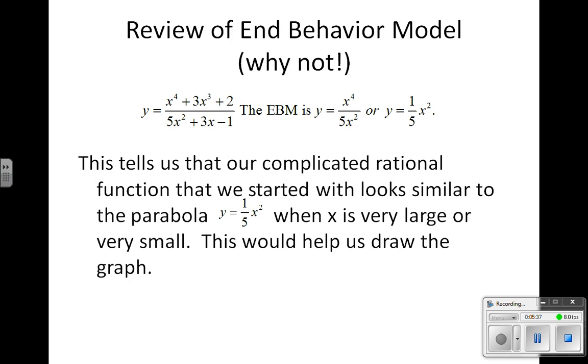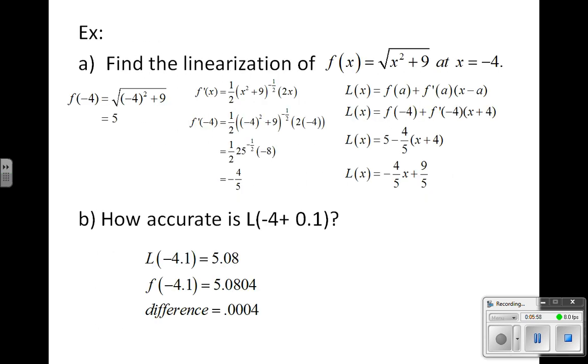Now right around the center of the graph near the origin, it totally looks different. It won't be a parabola. However, I know it's going to go up to the right and up to the left. So as x goes to infinity, y will go to infinity. And when x goes to minus infinity, y will go to positive infinity. So again, that's just a quick review of end behavior model. Okay, back to our linearization now.